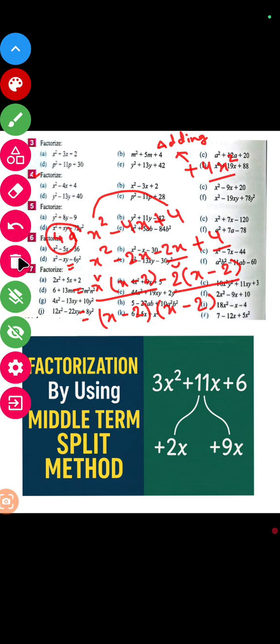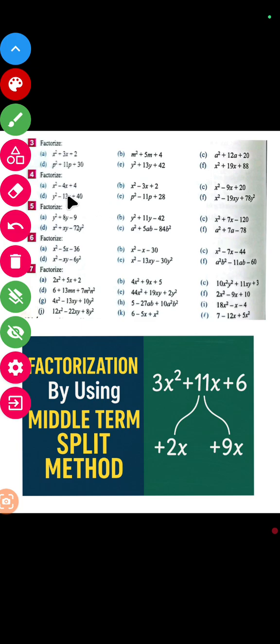Okay, let us see another question now. Question number 4e. In 4e we have p square minus 11p plus 28. Again, let us multiply first into last. What do you get? Plus 28p square. So plus means by adding. When we split this 11p, by adding the two split terms it should come 11p, and by multiplying it should come plus 28p square.